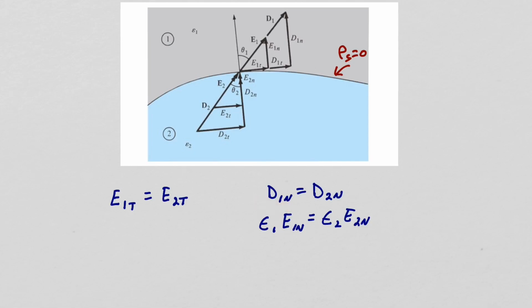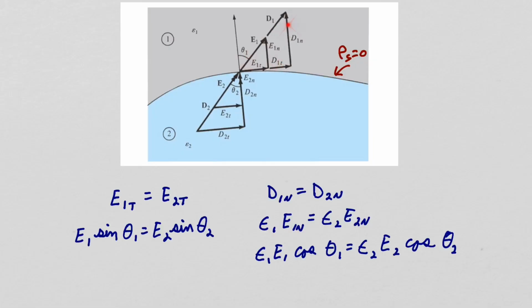From these right triangles, we can relate the tangential and normal components of the electric field intensities to the electric field intensities. For instance, E sub 1 tangential will be E sub 1 times the sine of theta 1, and E sub 2 tangential will be E sub 2 times the sine of theta sub 2. And E sub 1 normal will be E sub 1 times the cosine of theta sub 1, and E sub 2 normal will be E sub 2 times the cosine of theta sub 2.